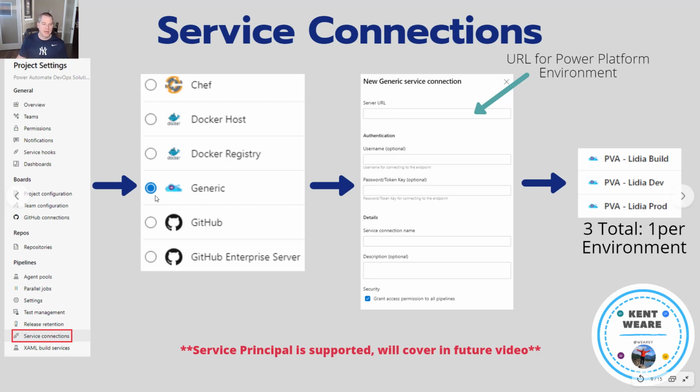We will use a generic service connection. We need to provide the URL of the environment, and you can go ahead and find that from the admin center inside of the Power Platform. And then we would put in a username and password to connect into that environment. Do note, service principal is supported. I'll cover that in a future video. If accounts have multi-factor authentication enabled on them, you're not going to find success with the username and password route. You're going to need to go the service principal route, and that'll allow you to bypass MFA.